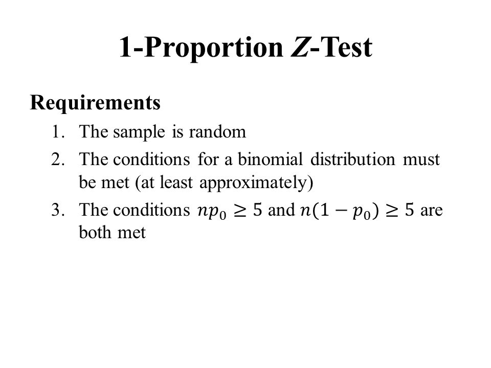Now the requirements for doing this type of test are the following. Number one, the sample is random. That's always a requirement for doing any type of statistical analysis. Number two, the conditions for a binomial distribution must be met, at least approximately. That's true because in our theory we started with this random variable x, which was the number of successes in the sample, and that needed to have a binomial distribution. And so we need those conditions to be met.